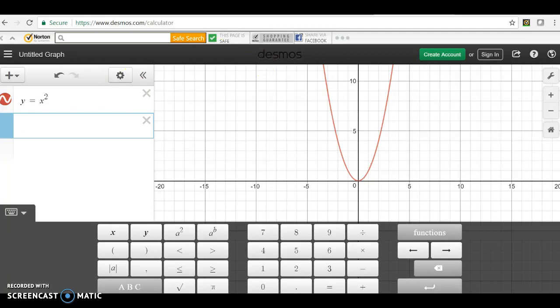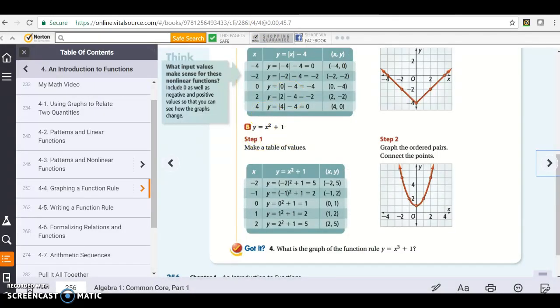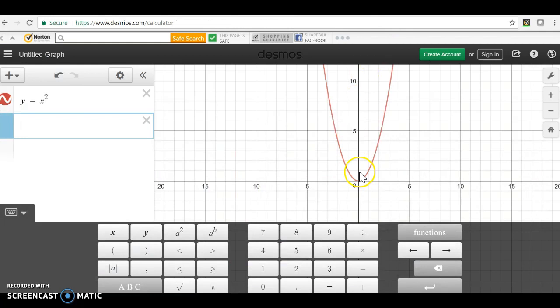And then I bet you can guess what happens if I add 1. Instead of going down 1, I'm going to go up 1. So it's going to be the exact same graph, but up 1. So let's do it. Y equals x squared plus 1. And there, it's the exact same graph. I just moved up 1.